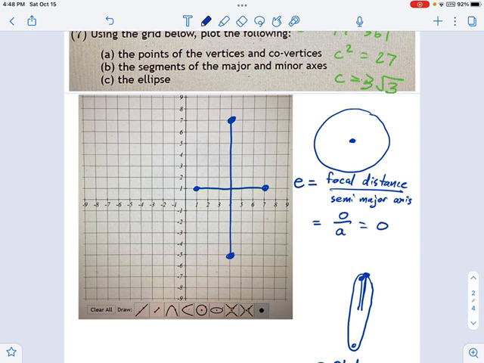And let's see, I did the vertices and the co-vertices, we got that. Segments of the major and minor axes, got that. That's the lines. And what's left? The ellipse. So easy peasy. It's easier to draw with the tool, but this is approximately what you're going to get for this shape. Okay, nice vertical ellipse.